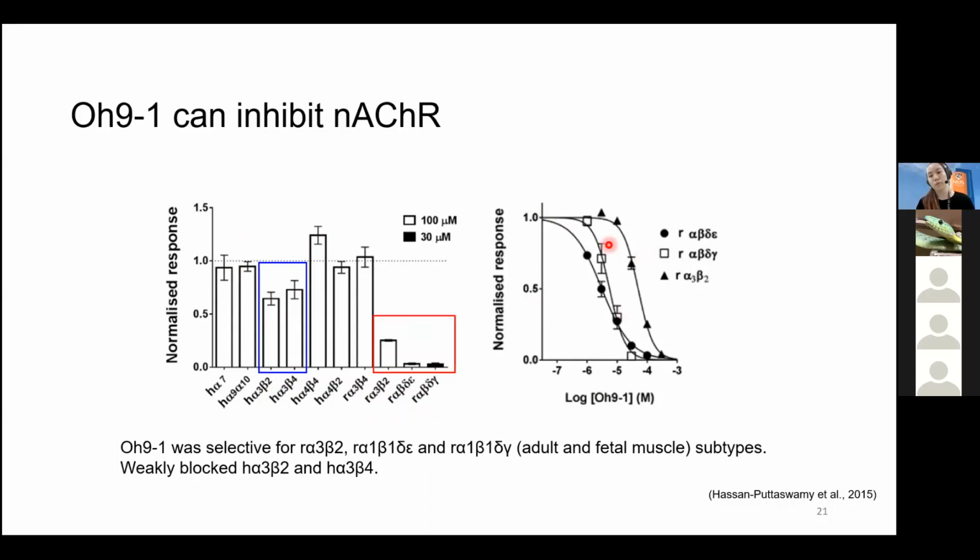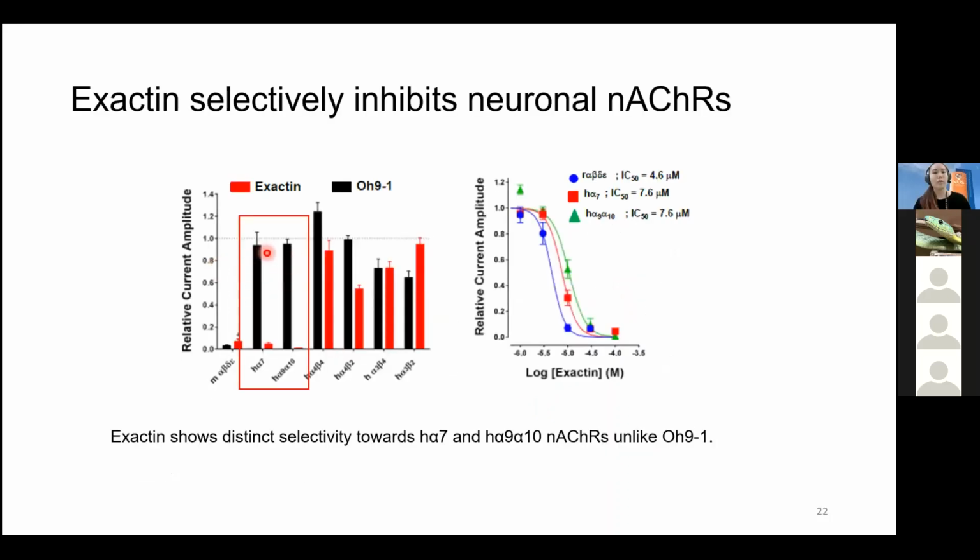The dose response curve shows that OH91 inhibits the receptors in a dose-dependent manner. Similarly, exactin also inhibits the nicotinic acetylcholine receptors, hence it has neurotoxicity, however, in a slightly different manner from OH91. This graph over here also represents the relative current amplitude, or the normalized response of the acetylcholine-induced currents from the receptors expressed on the oocyte. So you have OH91 in black and exactin in red.